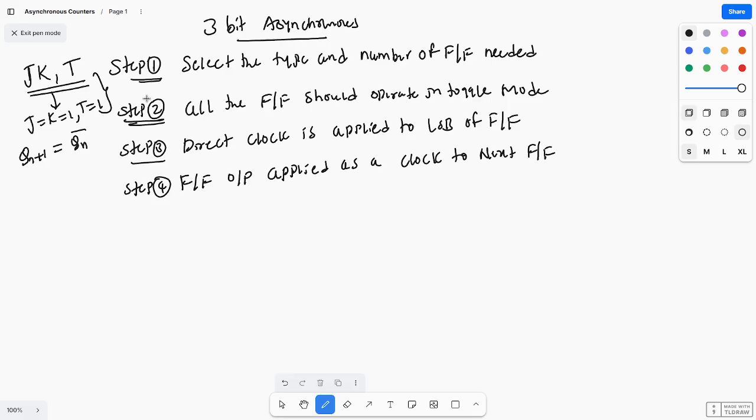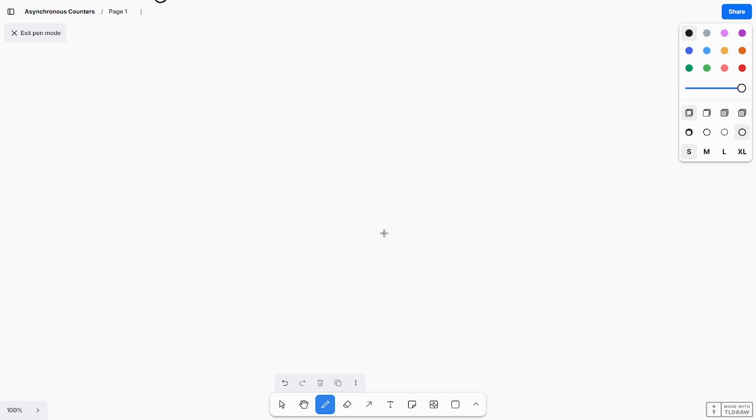So this is the asynchronous counter. First, I will design the asynchronous up counter. Here, in the first step, I'm choosing the T flip-flop, for a 3-bit asynchronous up counter. For an n-bit counter, you have n flip-flops. So here also you need 3 flip-flops.